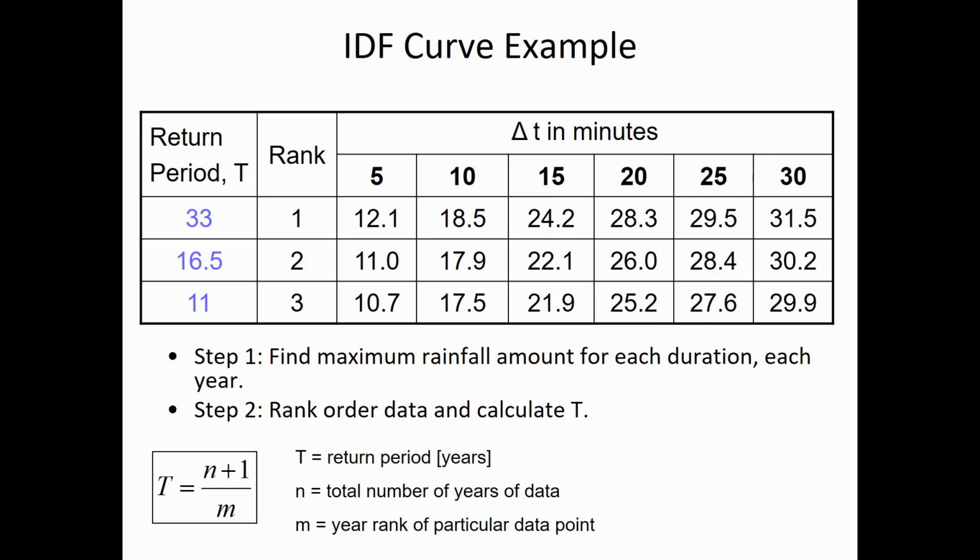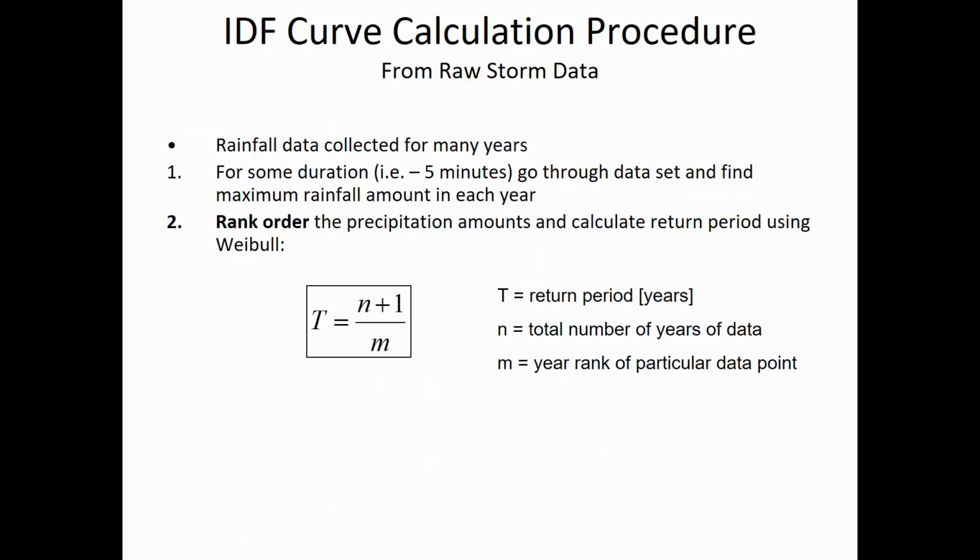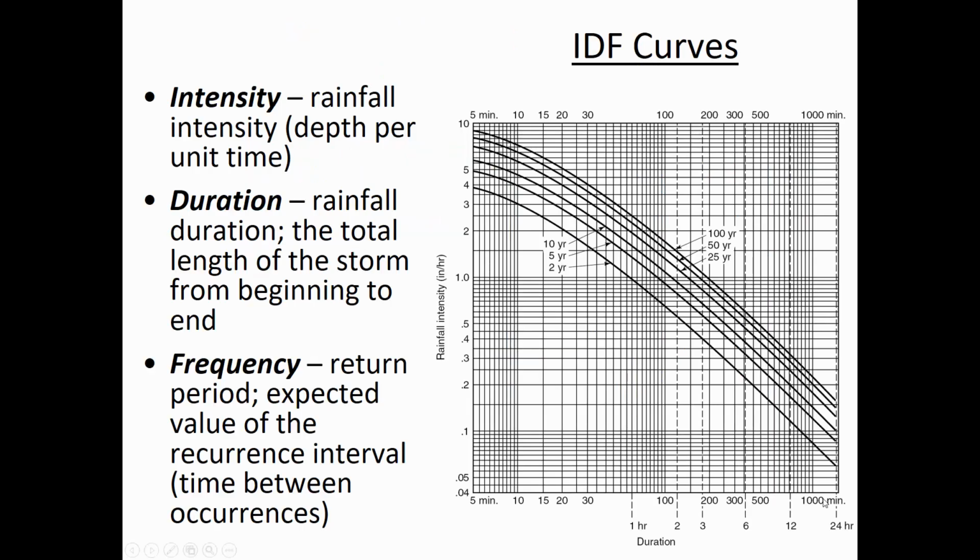But the next one, we're doing n plus 1 divided by m. And since m is 2 for the second place storm, that means the return period of the second place storm of 11 millimeters is every 16.5 years. If we go back to the IDF table, there wasn't a curve that had 33 or 16.5. It's more customary to express it in 2, 5, 10, 25, 50, and so on.